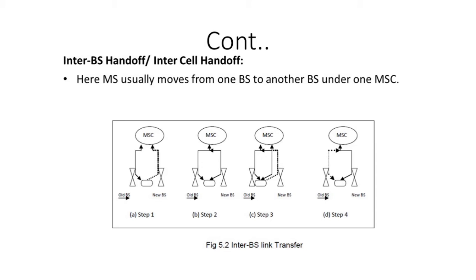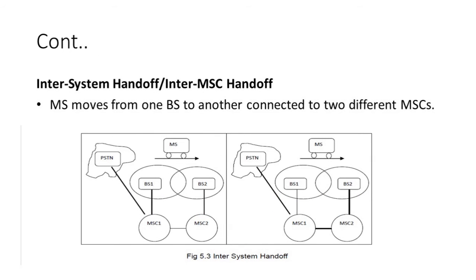Second is the inter system handoff. What is inter-system handoff or inter-MSC handoff? How is this performed? Let's understand this. When MS moves from one BS to another connected to two different MSCs, then what are the actions taken? First is the MSC 1. Since the BS is connected through two different MSCs.